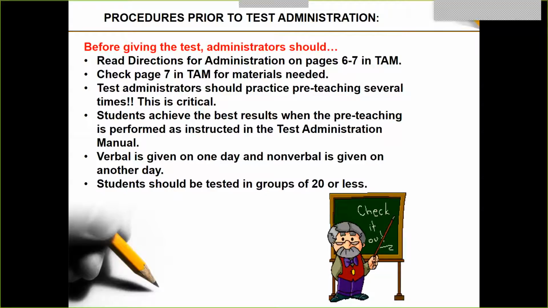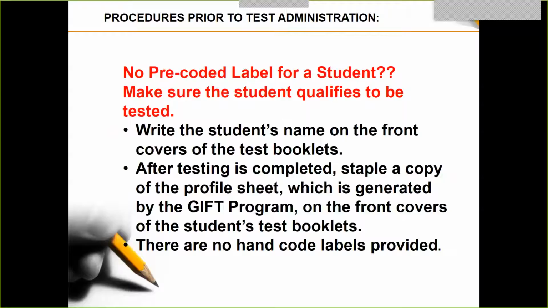Verbal, you give one day. Nonverbal is given on the other day. No pre-coded label: if you don't have a pre-coded label for a student, first of all, make sure that the student qualifies, and then staple a copy of the profile sheet, which is generated by the GIFT program, on the front cover of the student's test booklet. There are no hand code labels provided. For those of you who have checked ahead of time and know that you're going to need additional test booklets, then this should not be an issue. You should have already received those within your order if you did that right away.